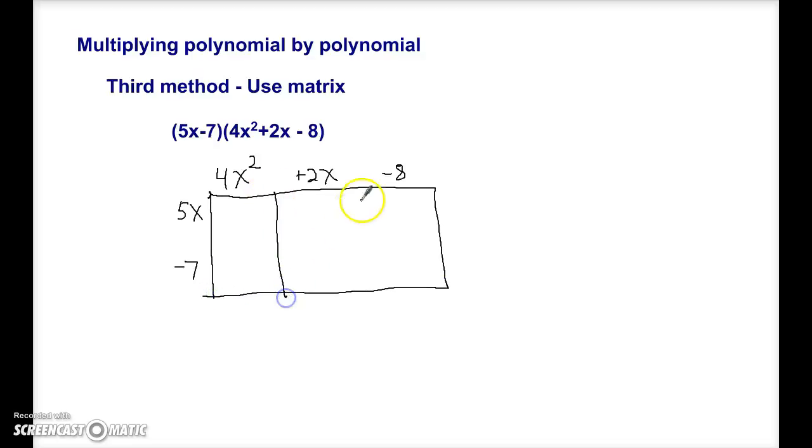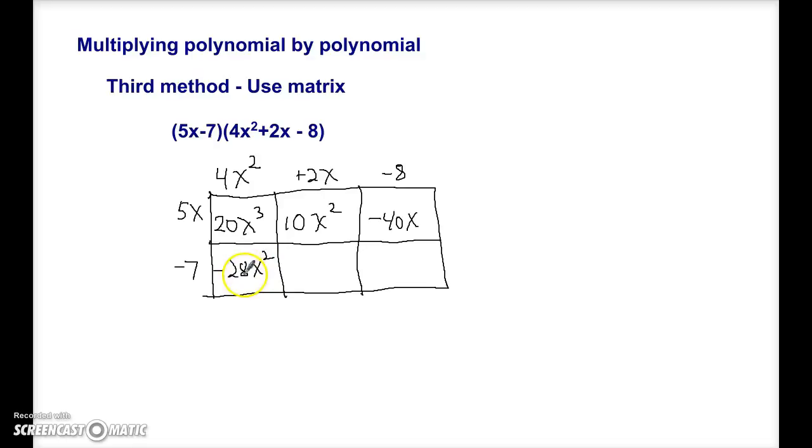And I'm just going to fill in the squares with the multiplication. So 5x times 4x squared. 5 times 4 is 20. x times x squared is x to the third. 5x times 2x. 5 times 2 is 10. x times x, x squared. 5x times negative 8 is negative 40x. Negative 7 times 4x squared is a negative 28x squared.